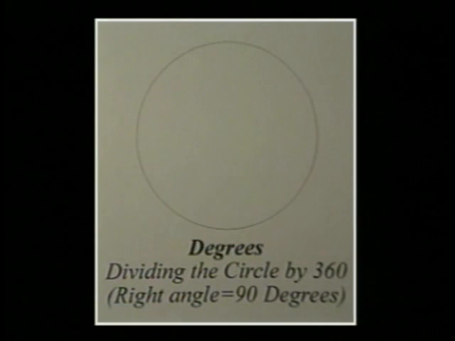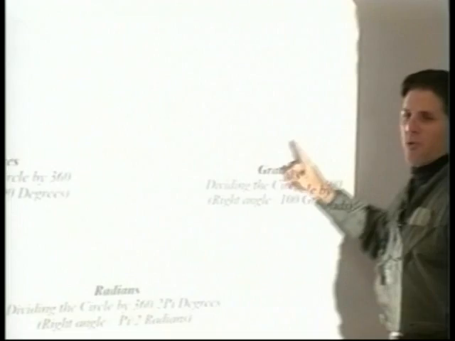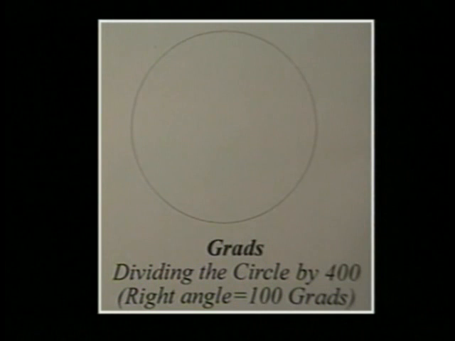Something else that the sniper is going to use is radians. That's dividing the circle, 360 degrees divided by 2 pi. A right angle equals pi divided by 2 radians. I'll go into this explanation a little bit more. Another method, grads, divides the circle by 400. We're not going to use that, but it's used by artillery and others when they're really interested in trajectory. A right angle is represented by 100 grads. Okay, so we'll get back to degrees and radians in a second. It's really important.